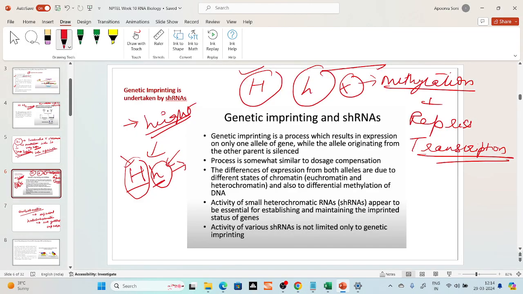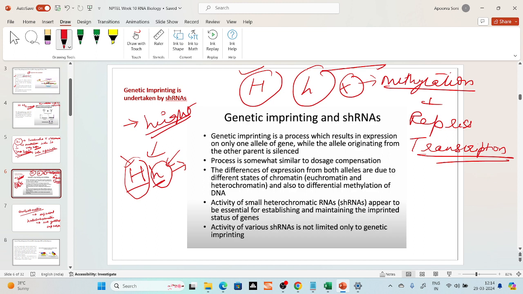So this is what they are saying, that the difference of expression from both alleles is due to different states of chromatin. That means this is because it is already decided that there is genetic imprinting. Only one of the alleles will be expressed, the other allele would be silenced. So the allele which is silenced will have a greater methylation and it will belong to the heterochromatin region also. This is what genetic imprinting is.